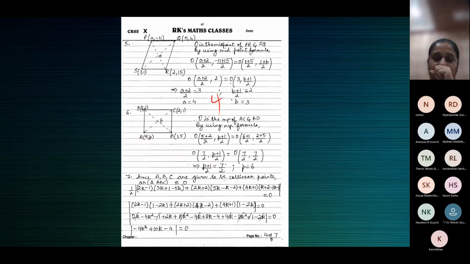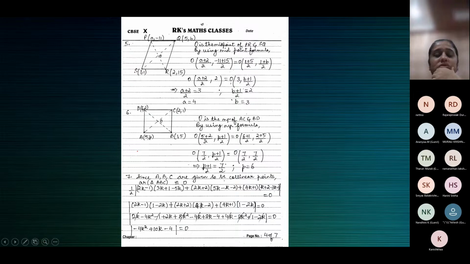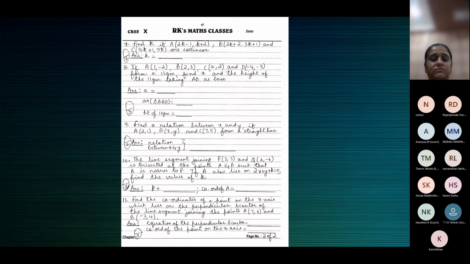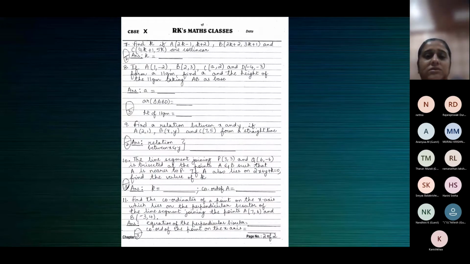This is not a theory paper to write so much to get 4 marks. So there's no distance formula here at all to find the values of A and B, simply the midpoint formula. 5, 6 we finished. Seventh one is about area of triangle. So you can just ignore that.